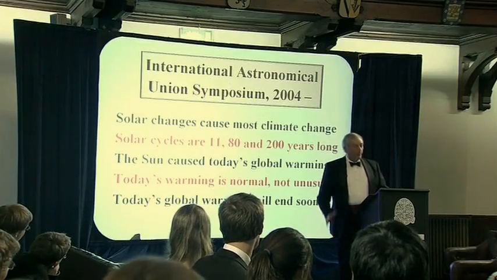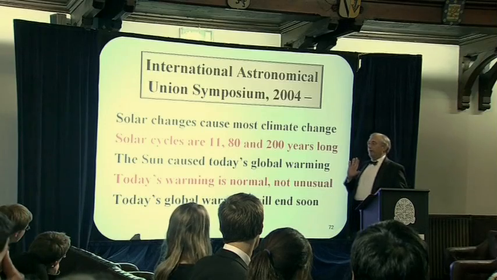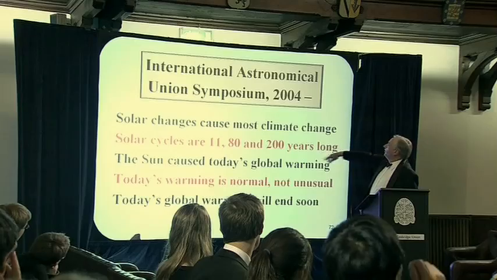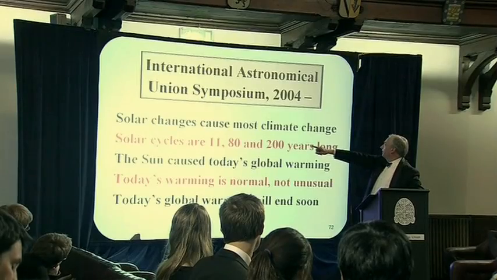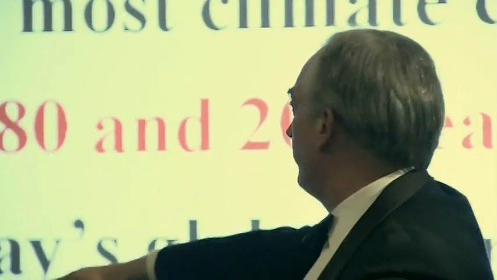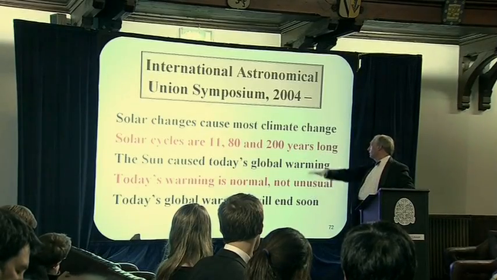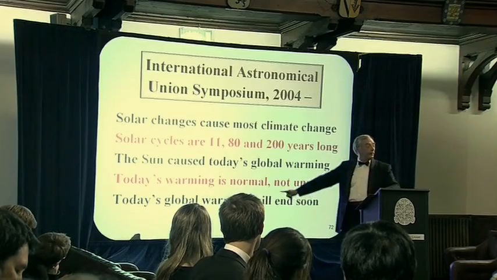So then we come to the conclusion, and this is not my conclusion, this is the conclusion of the International Astronomical Union Symposium in 2004. This is what they said. This is not me talking here. Solar changes cause most climate change. Solar cycles are 11, 80 and 200 years long. We've seen the 11-year cycle very clearly in the charts we've seen. The sun caused today's warming. Today's warming is normal, not unusual. Today's warming will end soon.